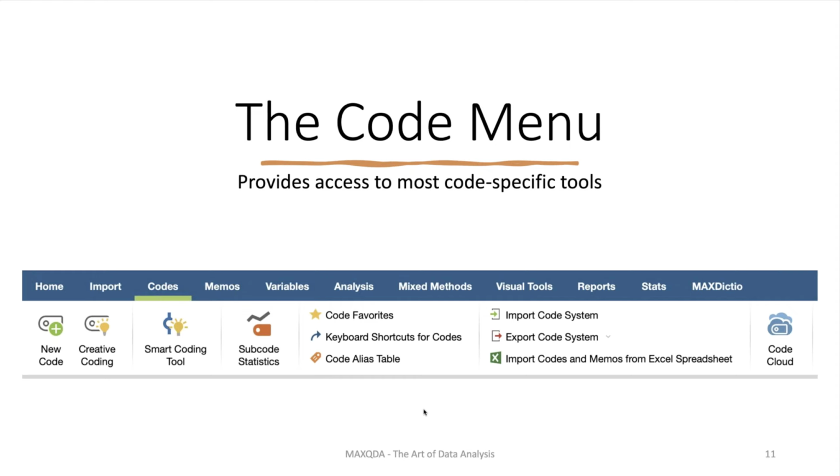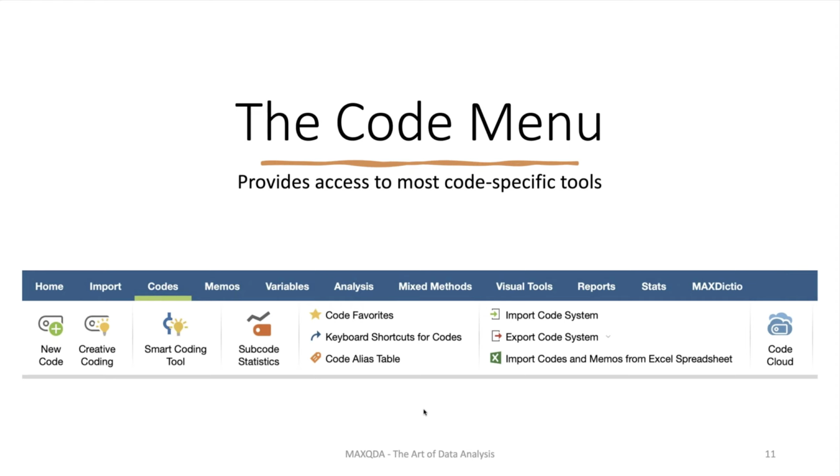It'll show you a link to create new codes, links to the two specialized tools, the creative coding tool. It's kind of like a MAXMaps for organizing codes, but it's really kind of cool. I'll be honest, I've rarely used it, but I intend to use it a lot more in the future, the more time I've spent with it the last week.